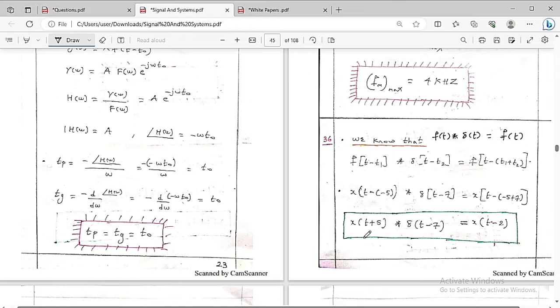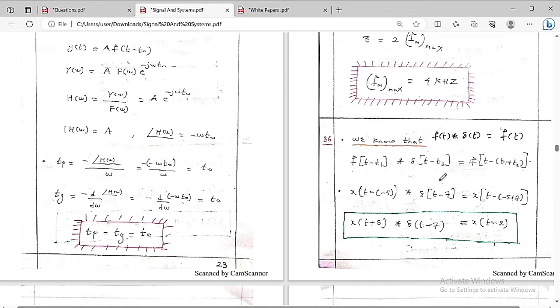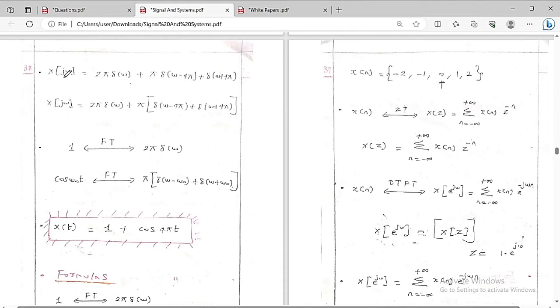Therefore x of t minus 2 is the resultant solution that we get. So x of t plus 5 convolution of delta of t minus 7 is equal to x of t minus 2. You have to remember this formula: f of t convolution of delta of t is equal to f of t, so f of t minus t1 convolution of delta of t minus t2 is equal to f of t minus of t1 plus t2. If you remember the formula, it is very easy to solve these types of questions in a fraction of a second. By using this formula we have solved this question, and this is the correct solution.